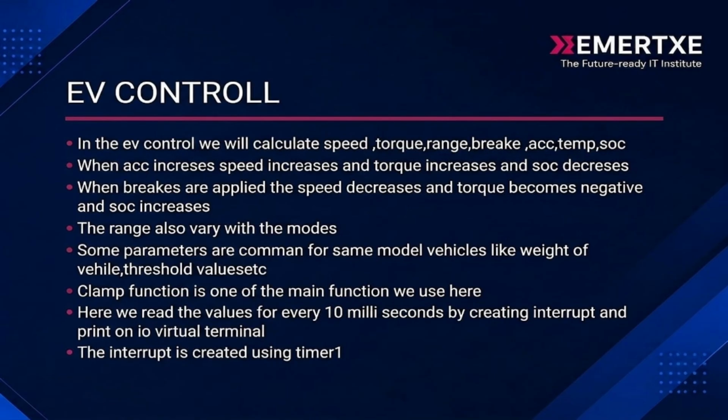Next slide, EV control. In this EV control, we will use the calculated speed, torque, range, brake, acceleration, temperature, SOC, etc. When acceleration increases, speed increases, torque increases, and SOC decreases. Here we understand that when brakes are applied, the speed decreases and torque becomes negative. The range also varies with the modes. Some parameters are common for some same models of vehicles, like weight of vehicle, threshold values, etc.